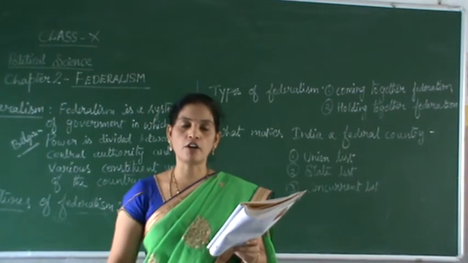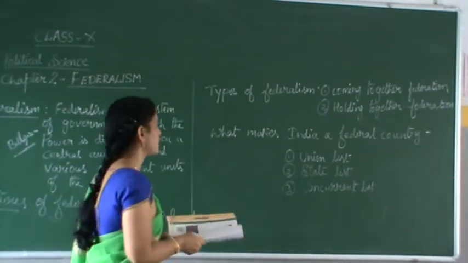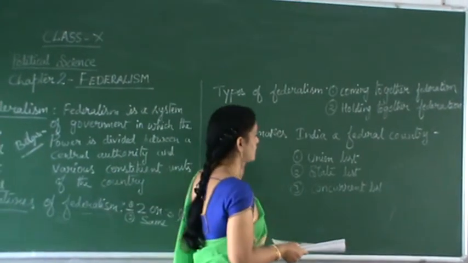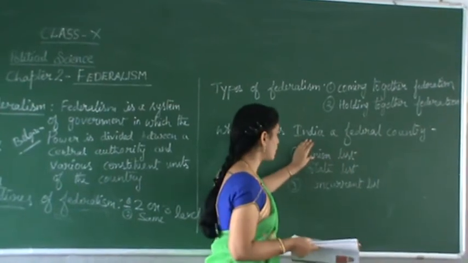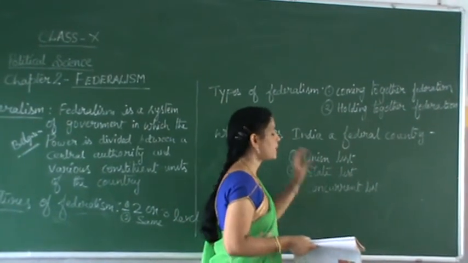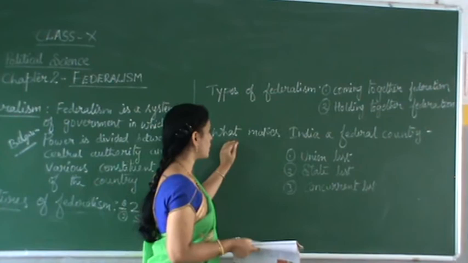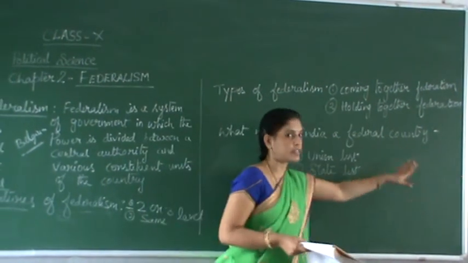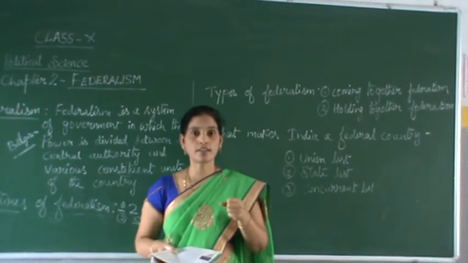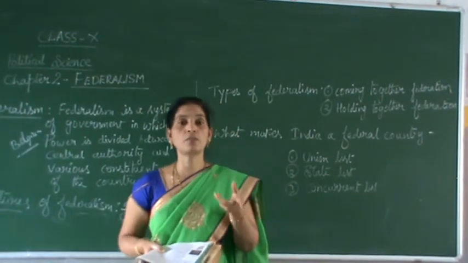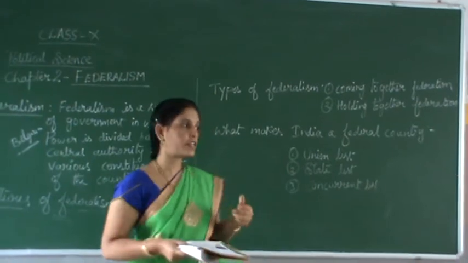Three-fold distribution of power. Whatever the power was existing, it was being distributed into 3 lists. Those are union list, state list and concurrent list. Here we are learning about what makes India a federal country. Means how can we say that India is a federal country? What are the things which are making us think that India is a federal country?